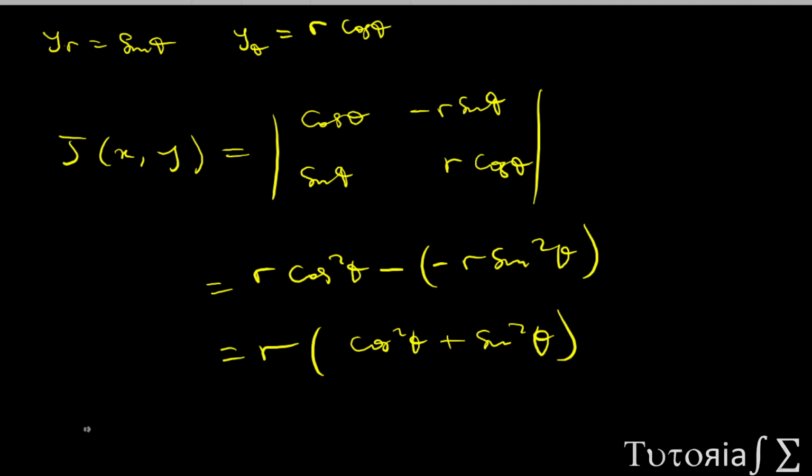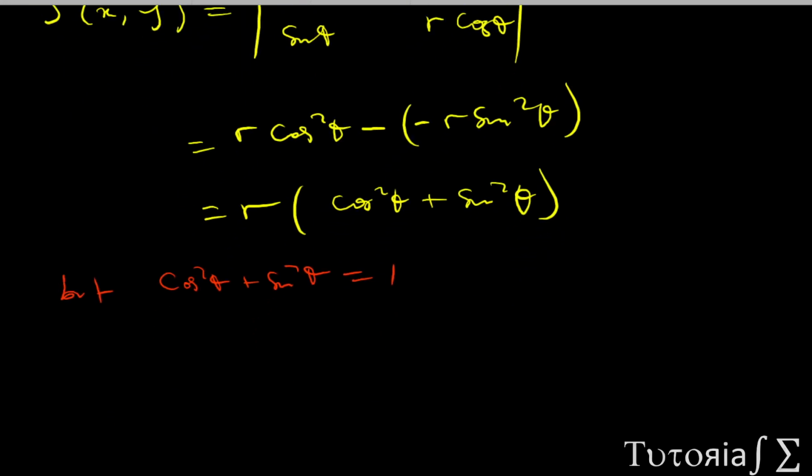This was an assignment. You just say that cos squared theta plus sine squared theta is equal to 1. So this would be 1. And what we're going to have as our Jacobian of x and y is just r, because 1 times r will simply be r. So that is basically it. So that is the first example.